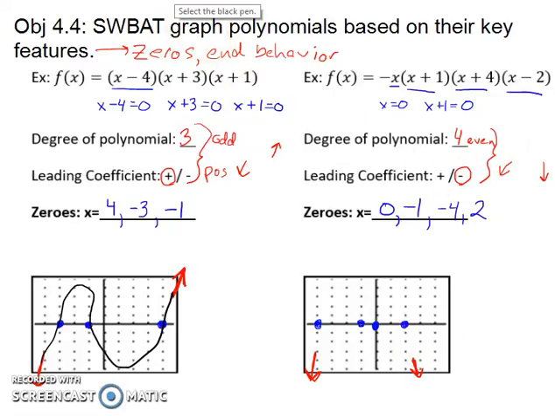And then finally, just like the first one, we are going to connect our arrows going through each zero and no additional zeros. So up through this first one, turn around, down through the second one, turn around, up through the third one, turn around and down through the fourth one. And if you do this right, then everything should connect perfectly. Again, this isn't exactly what the graph looks like, but our key features of the zeros and end behavior match up with what we just drew. So that is it. Our objective was that you graph polynomials based on their key features.